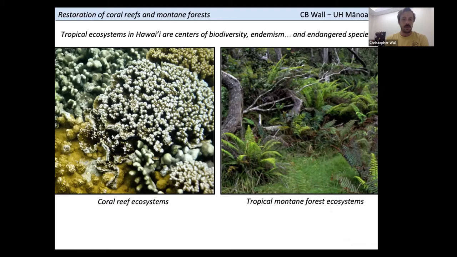So the two systems I'm going to talk about are ones that I've worked pretty intimately with, which are tropical coral reefs and the tropical montane forests. These are mountain forest ecosystems, relatively high up, at higher altitude, on the sides of mountains that we have here in Hawaii. In both of these images, you see the ecosystem engineers, which are the corals, and these trees. Both of these habitats are structured by these primary producers, although they're very different, one being an animal and one being obviously a plant.